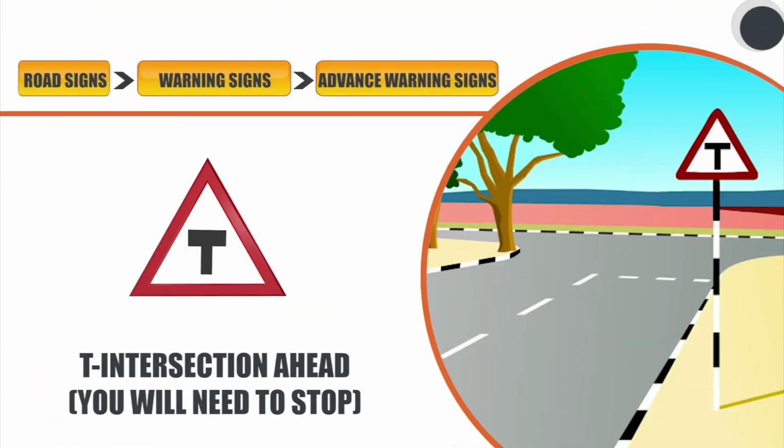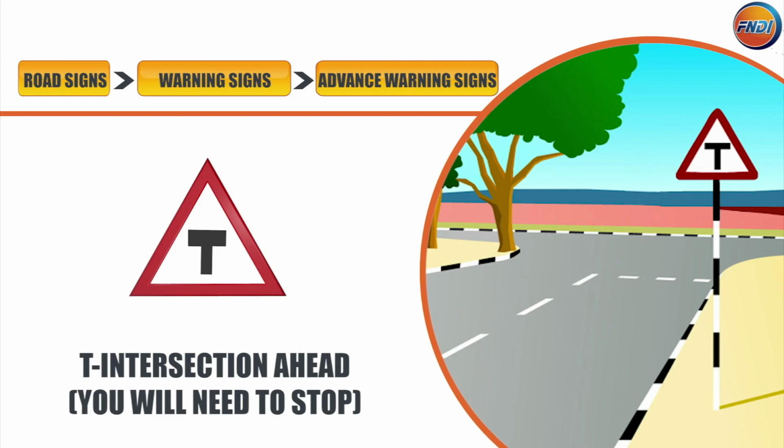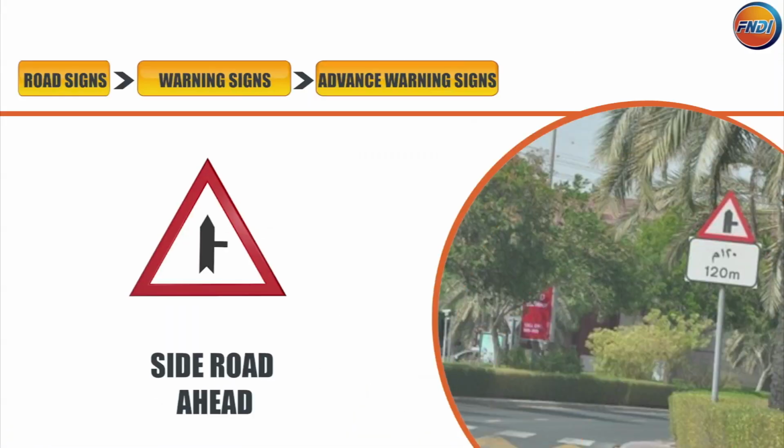T intersection ahead. This sign indicates that there is a T-shaped intersection ahead. It is found on two-way traffic. The road you are traveling on terminates at a continuous road. Therefore, you must slow down and prepare to stop before turning either right or left. Most T-intersections will feature a give way sign or stop sign to remind you to give the right of way to cross traffic.